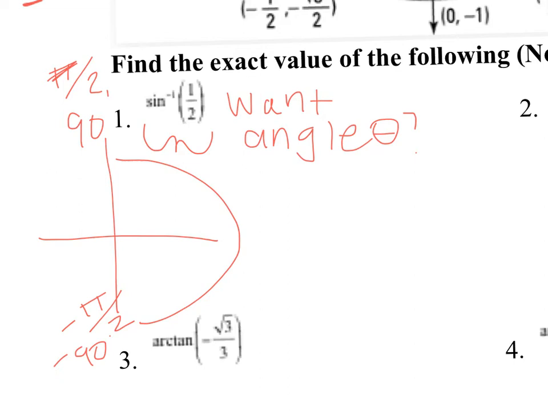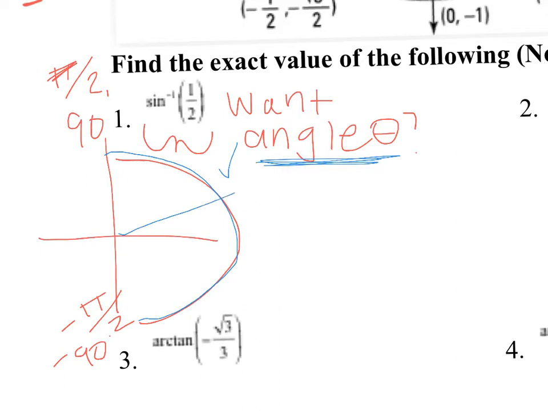So for problem number 1, it says inverse sine 1/2. They give us the ratio, so we want the angle. You know for inverse sine that our answer is going to be between negative 90 degrees and positive 90 degrees. Since it's a positive ratio, we know we're looking in this first quadrant. And you're saying, at what angle is sine 1/2?